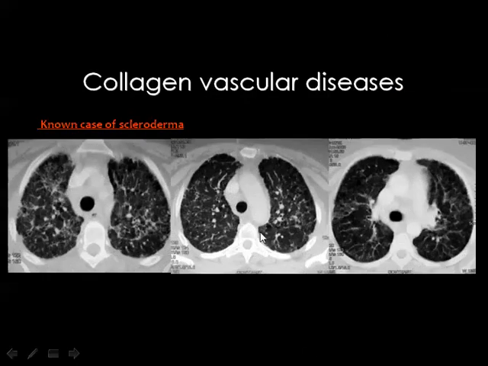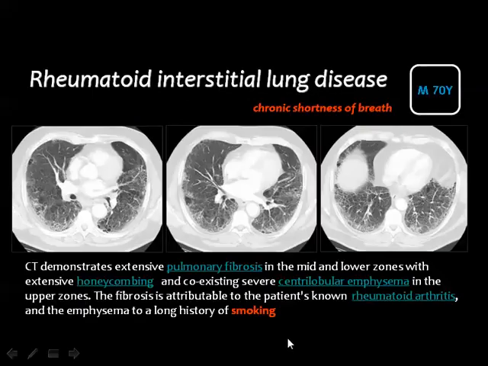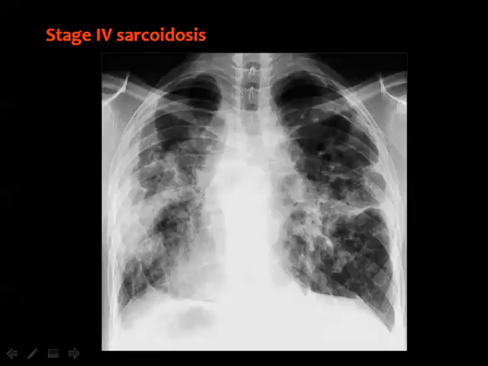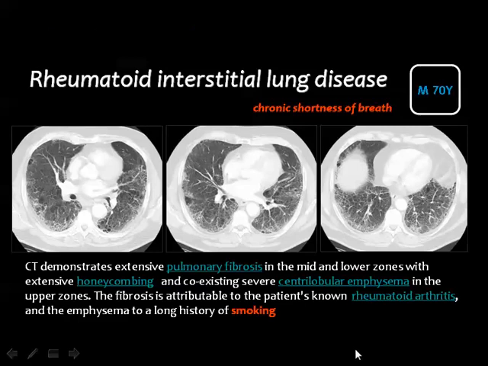This is also another example of scleroderma related interstitial lung disease, and you see the extensive opacities through both lung fields. And this is another example of rheumatoid interstitial lung disease in a patient with long history of rheumatoid arthritis, which complaining of chronic shortening of breath. Then you see ground glass, interstitial opacities, and you may got some areas of honeycomb. I will explain this in details.